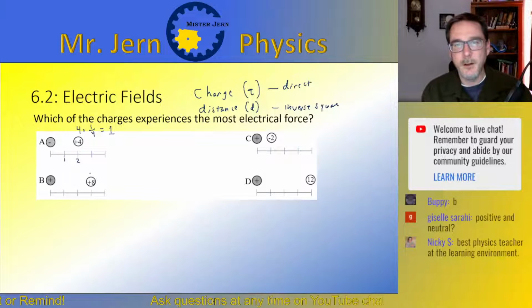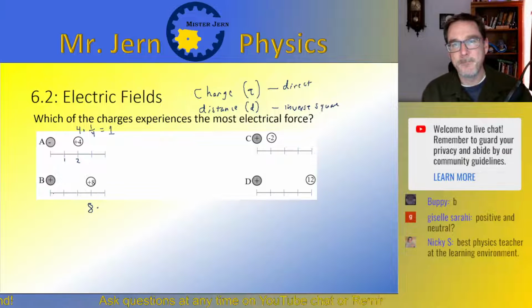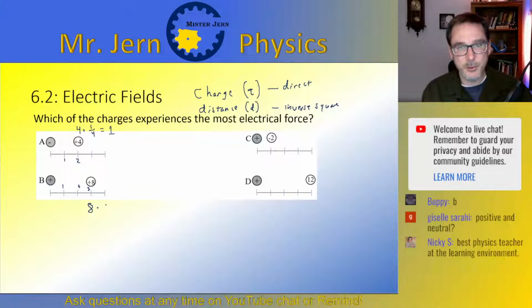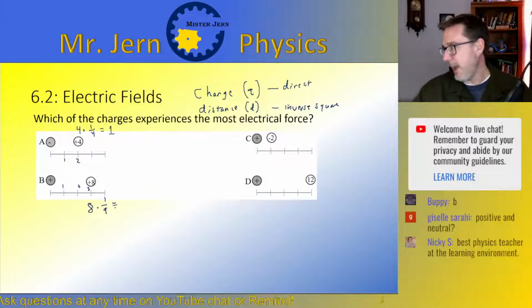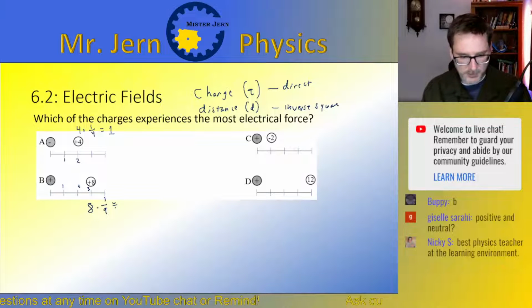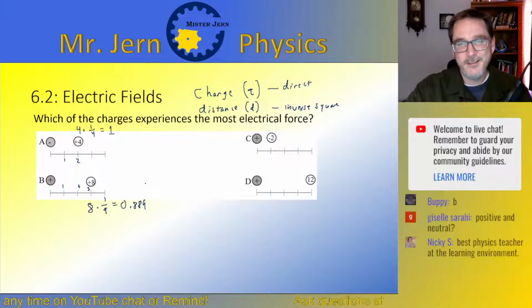This one down here has 8 charges, so it's going to push with 8 times the amount of force. It's 1, 2, 3 units away, so do the inverse of that. It becomes 1/3. 1/3 squared becomes 1/9. And so when you do that, it's 8/9. That's 0.889, we'll call it.